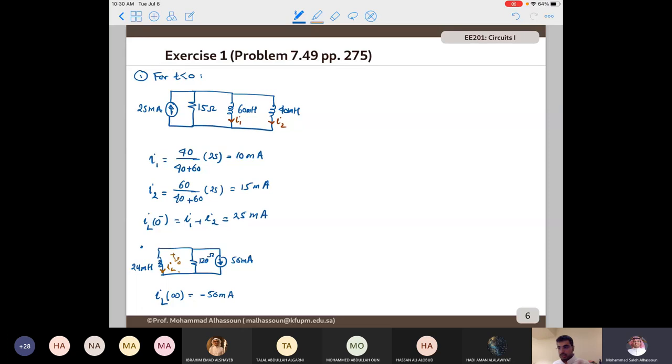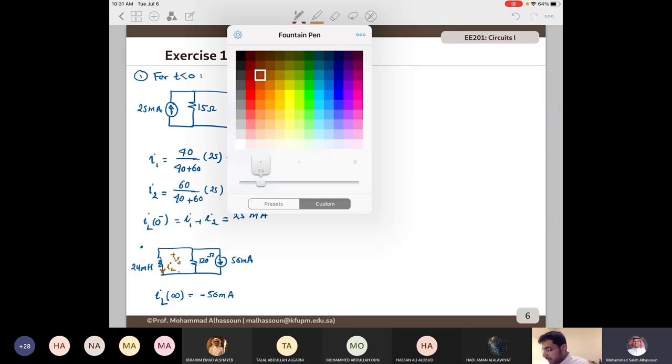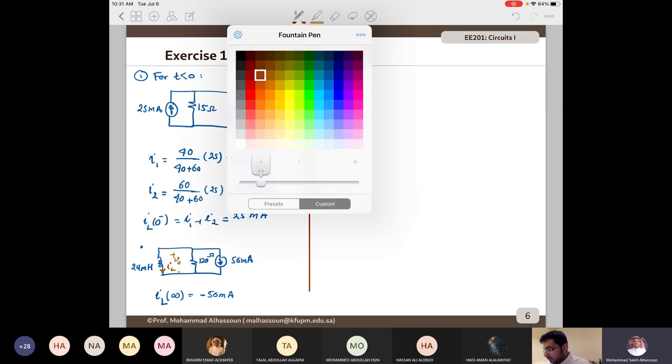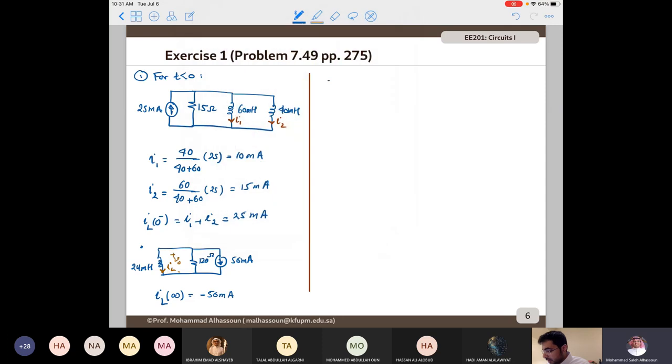What's left here is the time constant. So remember, this is an RL circuit, so the time constant is going to be L divided by R. And L is 24 millihenry divided by R, which is 120 ohm, and this is going to give me 0.2 milliseconds.